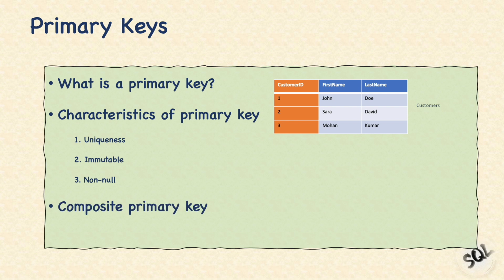Have you ever heard the term composite primary key? Here, in the customers table, the customer ID is the primary key because it uniquely identifies each customer in the table. Here, the primary key consists of only a single column. But sometimes, a primary key can be composed of multiple columns. In some tables, the primary key is a combination of more than one column. A primary key that is composed of more than one column is called a composite primary key.